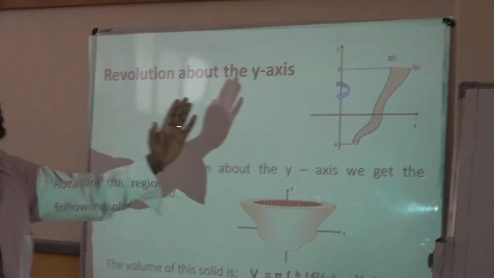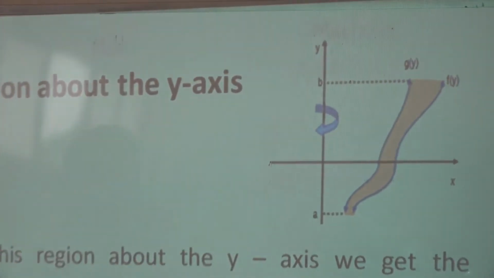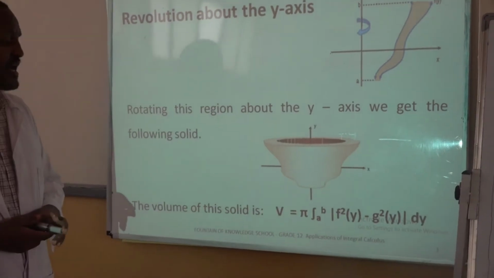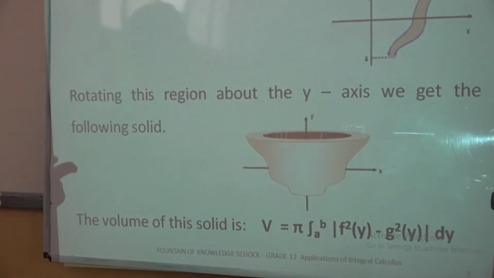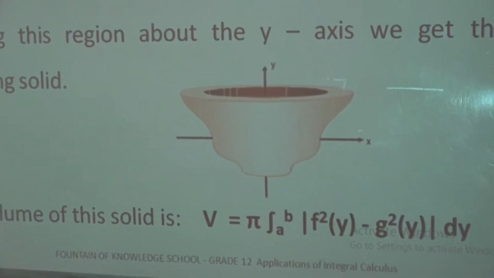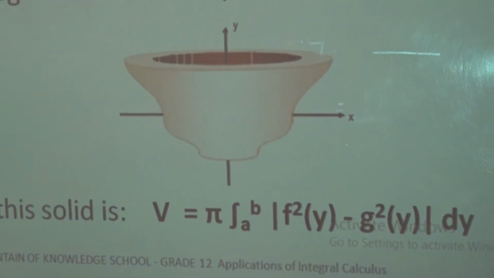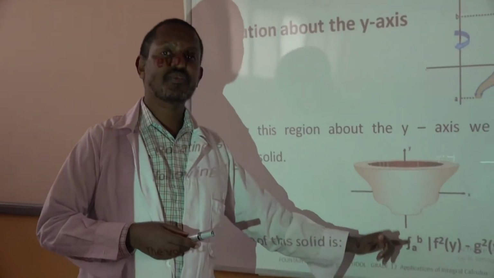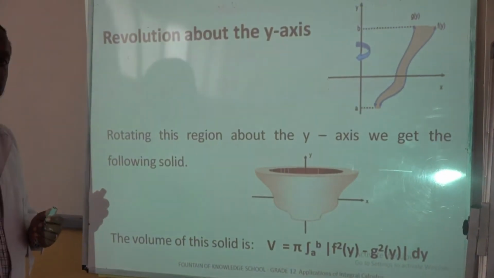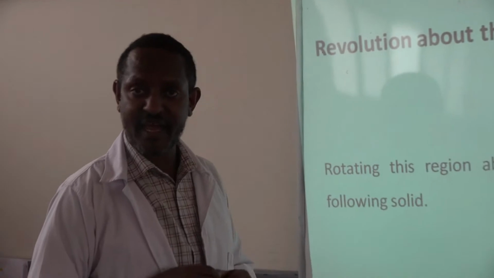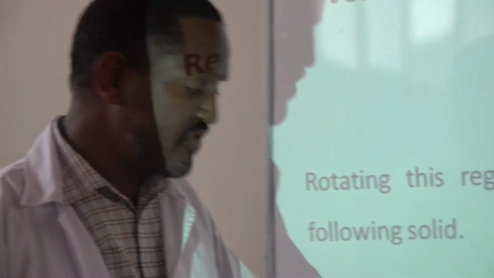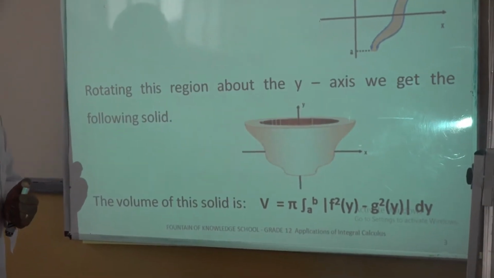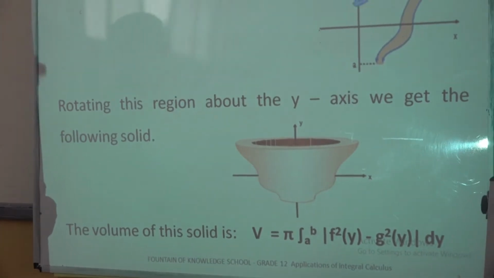When we come to volume of revolution about the y-axis, we'll have almost similar formula. It says volume equals pi integral from a to b, the absolute value of f square y minus g square y dy. And the difference between these two is that in the previous one, the revolution about the x-axis, the lower limit and the upper limit of integration a and b refer to the vertical lines x equals a and x equals b. But when we come to revolution about the y-axis, this a and b refer to the horizontal lines y equals a and y equals b.